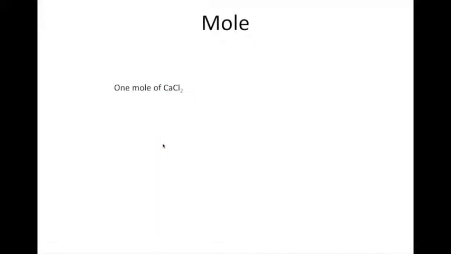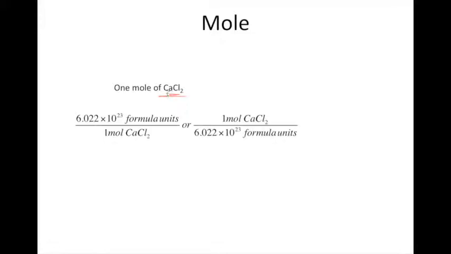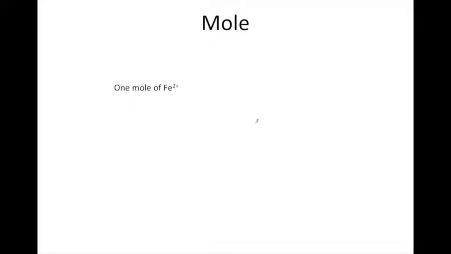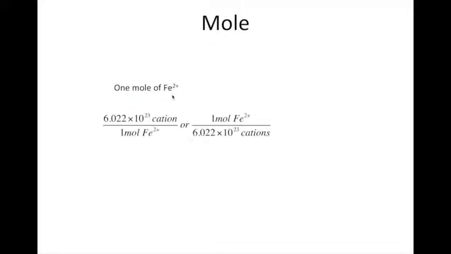1 mole of calcium chloride. Calcium chloride is an ionic compound, of course, and so we would want to use the units, formula units, when we talk about ionic compounds. So we could write the conversion factors either way, paying careful attention that we have the correct units, not atoms or molecules here. And finally, iron 2 plus. Well, iron 2 plus is a cation, so we could either write Avogadro's number of cations or ions over 1 mole of iron 2 plus, and we could write it with Avogadro's number on top or bottom.